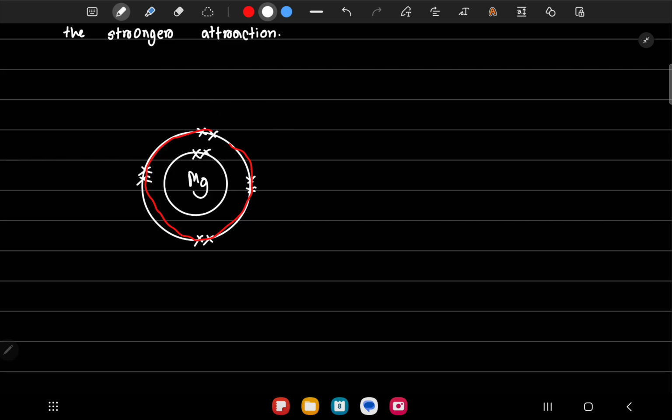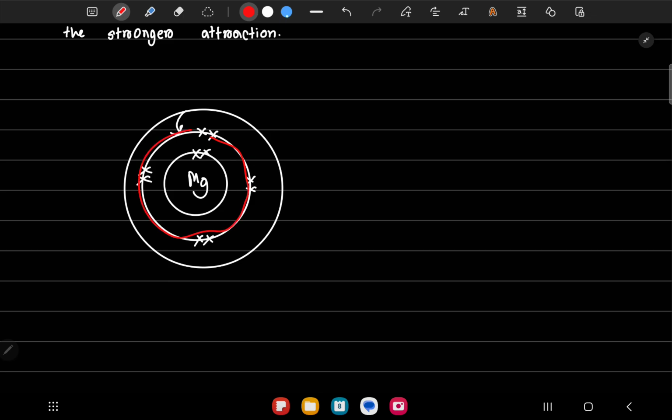The distance between the electrons and the nucleus decreases over here when we go from the third shell to the second one. So the electrons in this red second shell are more strongly attracted than the ones that were in the blue third shell. So now there will be a big increase.